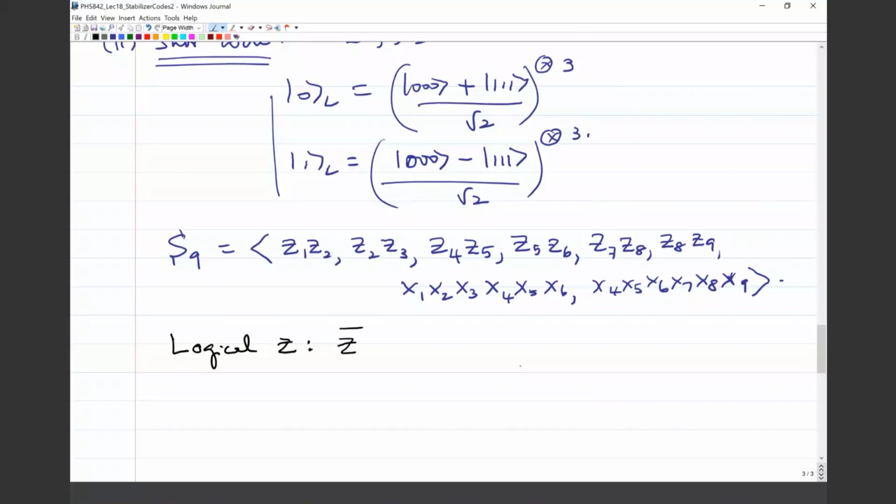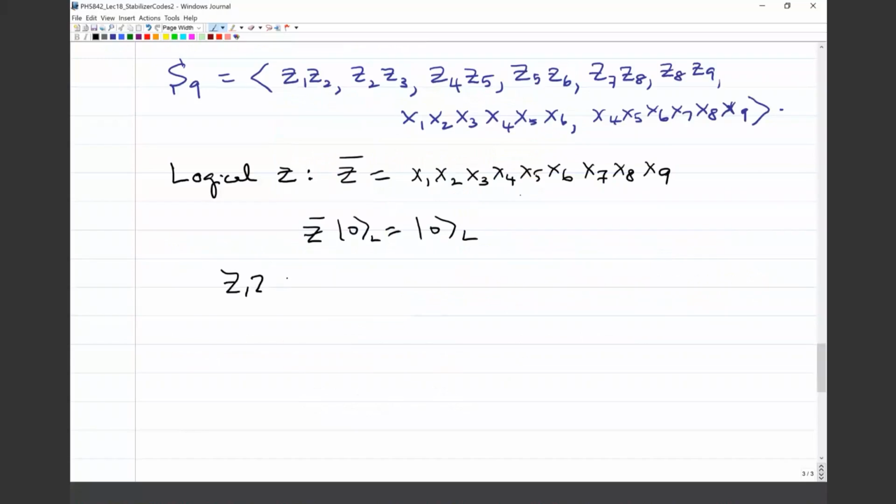So the surprising thing is that the logical Z operator in this case is going to be the all X operator, right? So this is going to be the all X operator. Why is that? So the function of the logical Z is to act on 0L and give 0L, to leave 0L invariant, right? And if you think about the all Z operator, which is Z1, Z2, Z3, etc., Z9, and you act it on 0 logical, what do you get?